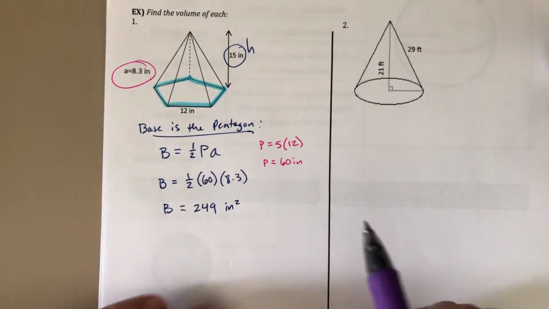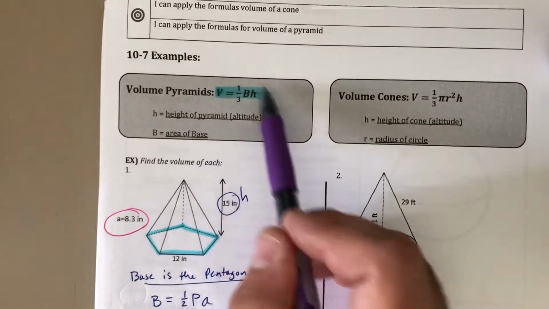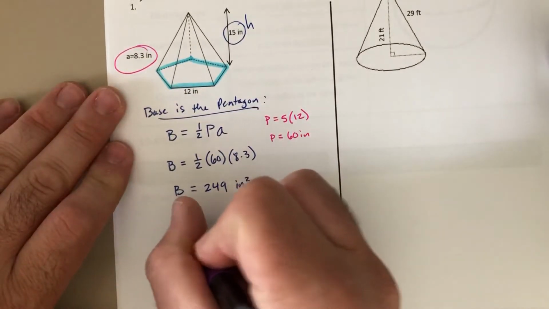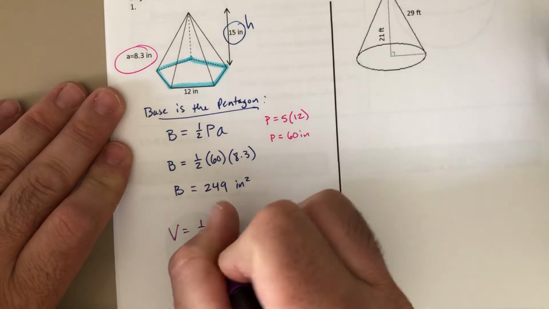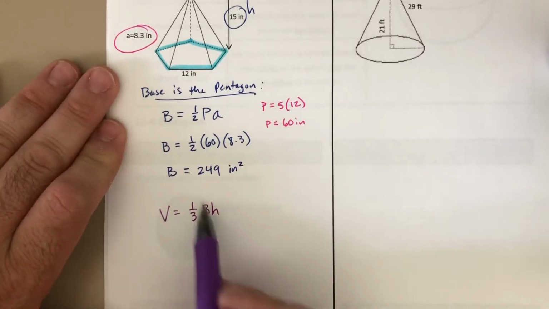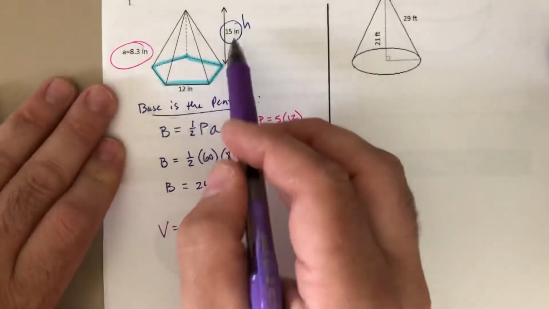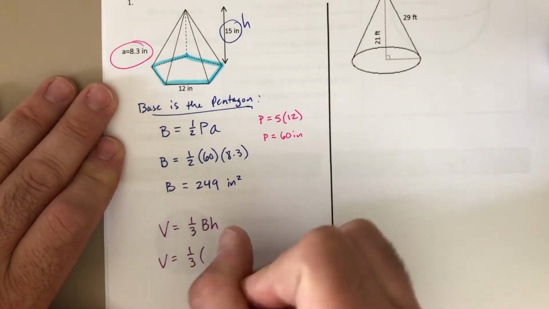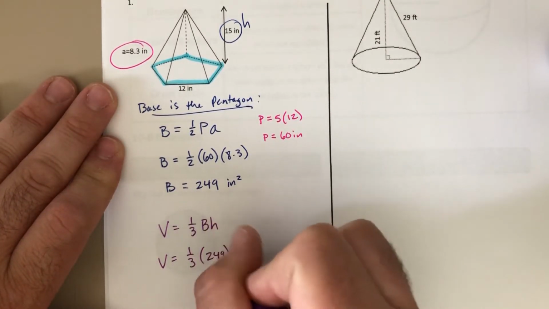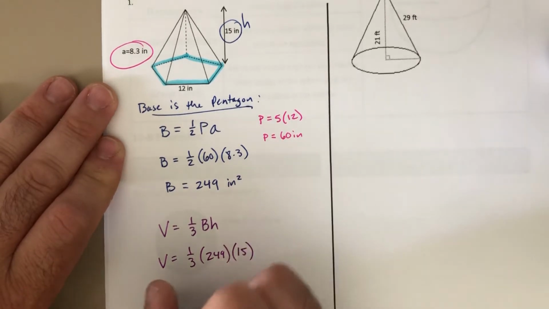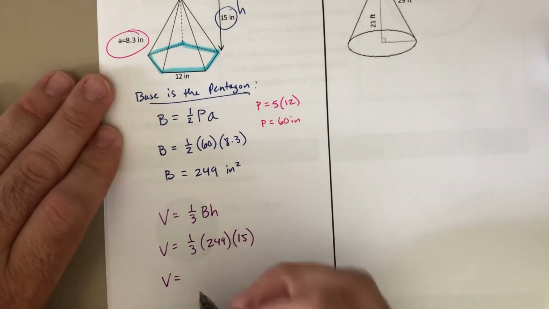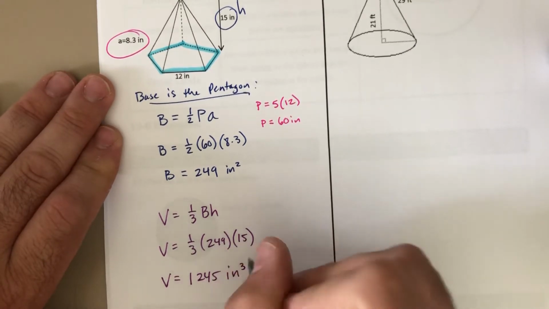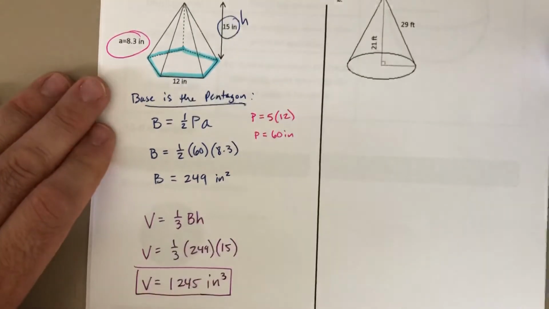Again, you always have to remember what we're trying to do here, right? We're trying to do this. Volume is 1/3 B times H. That's what we're trying to do. So we had to find B to do this, and H was again right there, the 15. So we have what we need. 1/3 times 249 times 15. And that's going to get us 1,245 cubic inches.